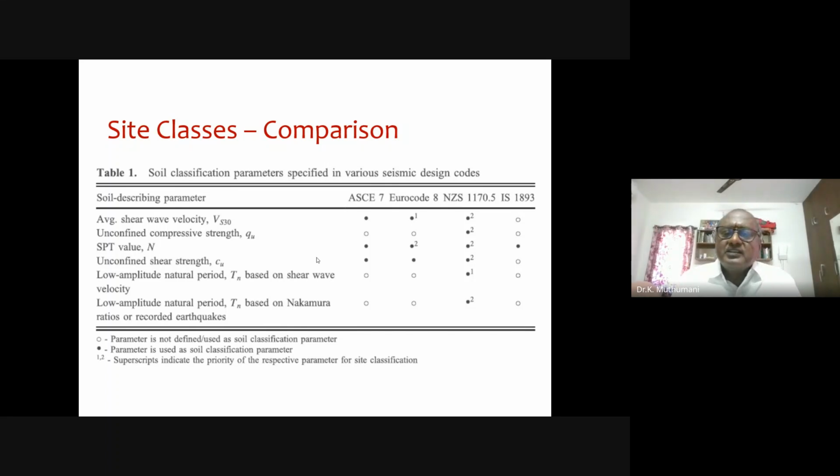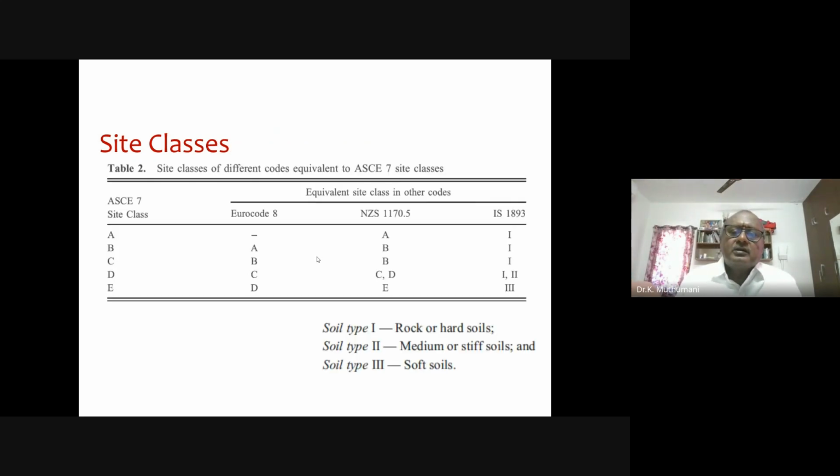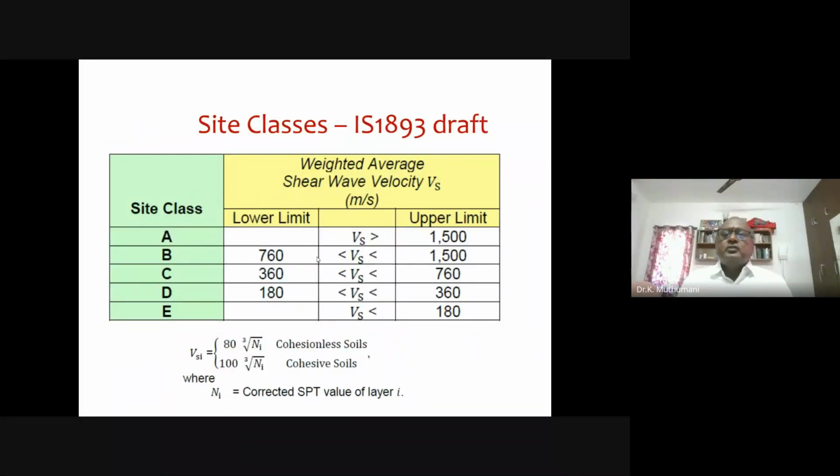So anyhow, since we are in the current scenario without that, we need to go about it this way. Our draft code talks about 5 different classes with VS30 values, with 1500 for A, 760 to 1500 for B, and so on. So this is the new change that is happening. Suppose if you are able to follow this, it's good. Even if you follow the current code, my request is to try to find out the VS values, and then correspondingly find out 1, 2, 3, whatever, because the current code talks about 1, 2, 3.